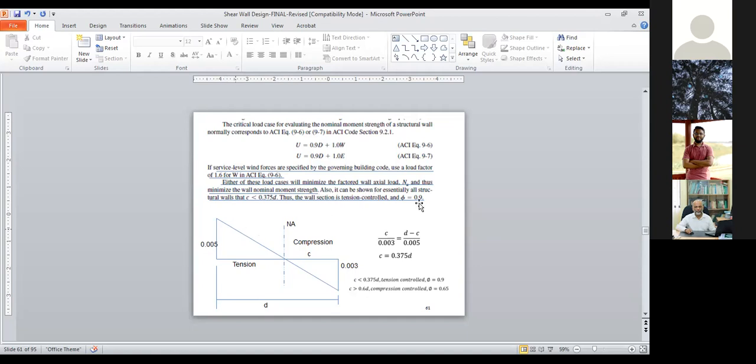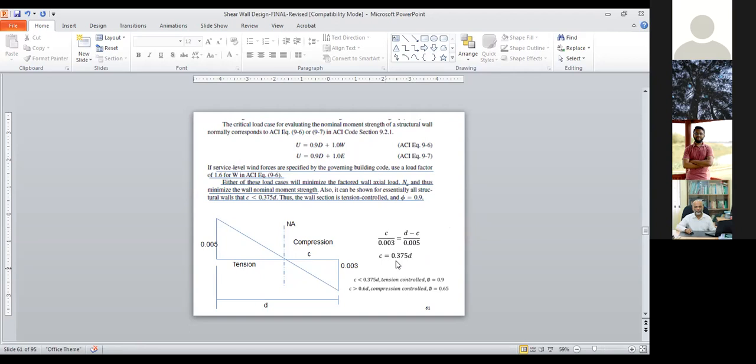And we can have the tension control failure or the compression control failure. Normally we want to have the tension control failure, you know that. In the case of tension control failure, normally the reduction factor phi equals 0.9. When will it happen? If I draw the section here with 0.003 and 0.005, I can write this compatibility equation: c divided by 0.003 equals (d minus c) divided by 0.005, and then I will get c equal to 0.375 d.